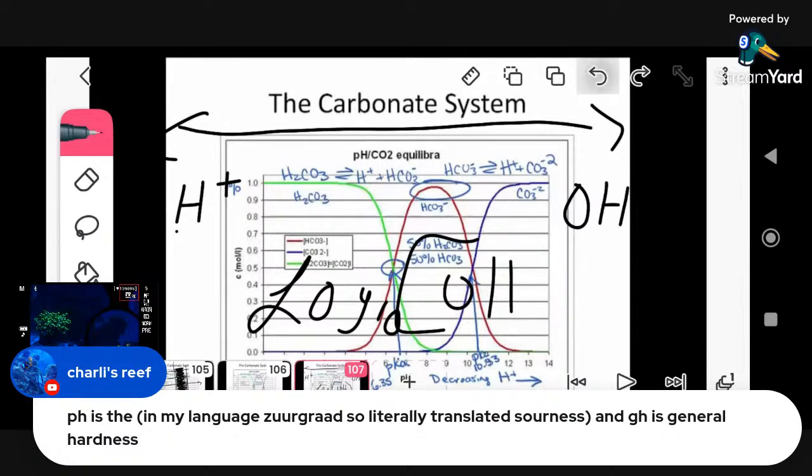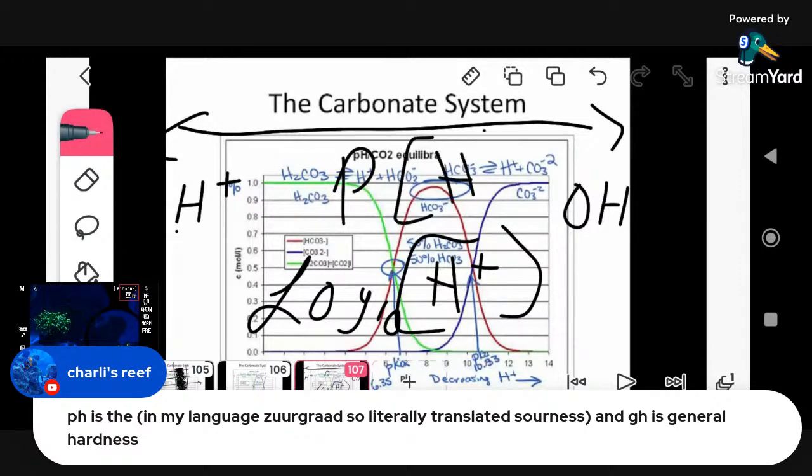Anyways, let's say you take the pH, because you guys know about pH, right? You take the log base of hydrogen. That is referred to as pH. You see that? All right, guys. All you're doing is taking the concentration of hydrogen in the water, and that is what pH is.